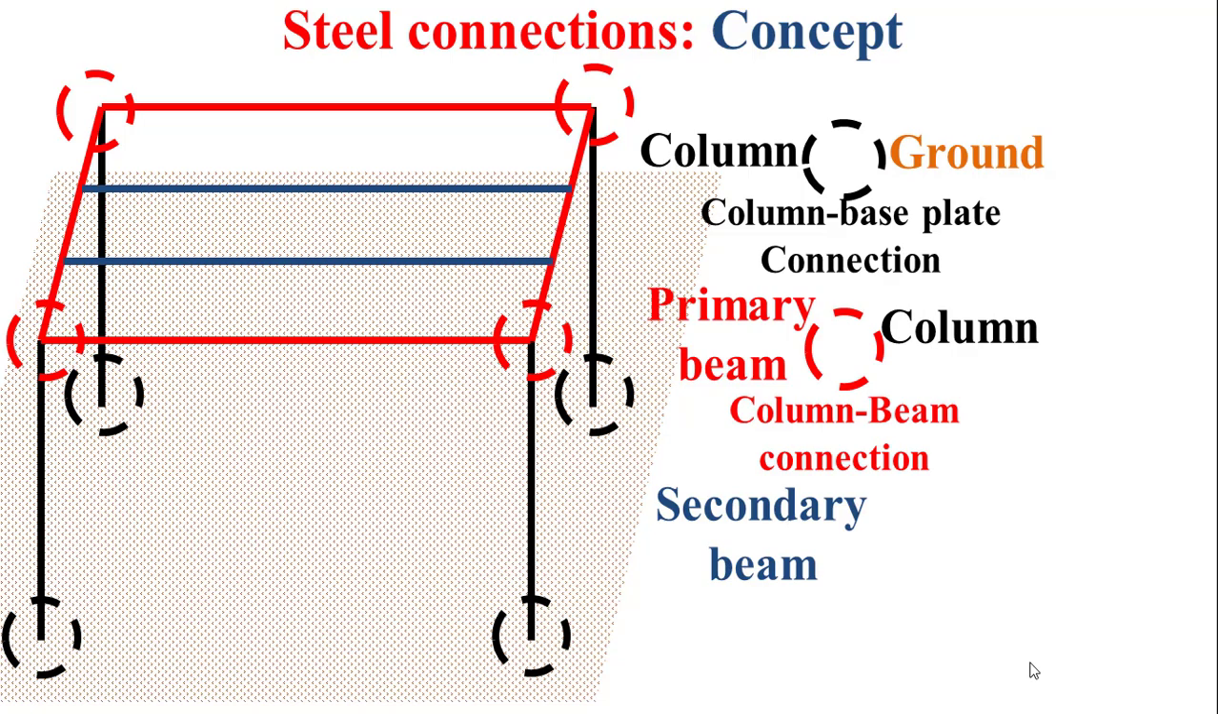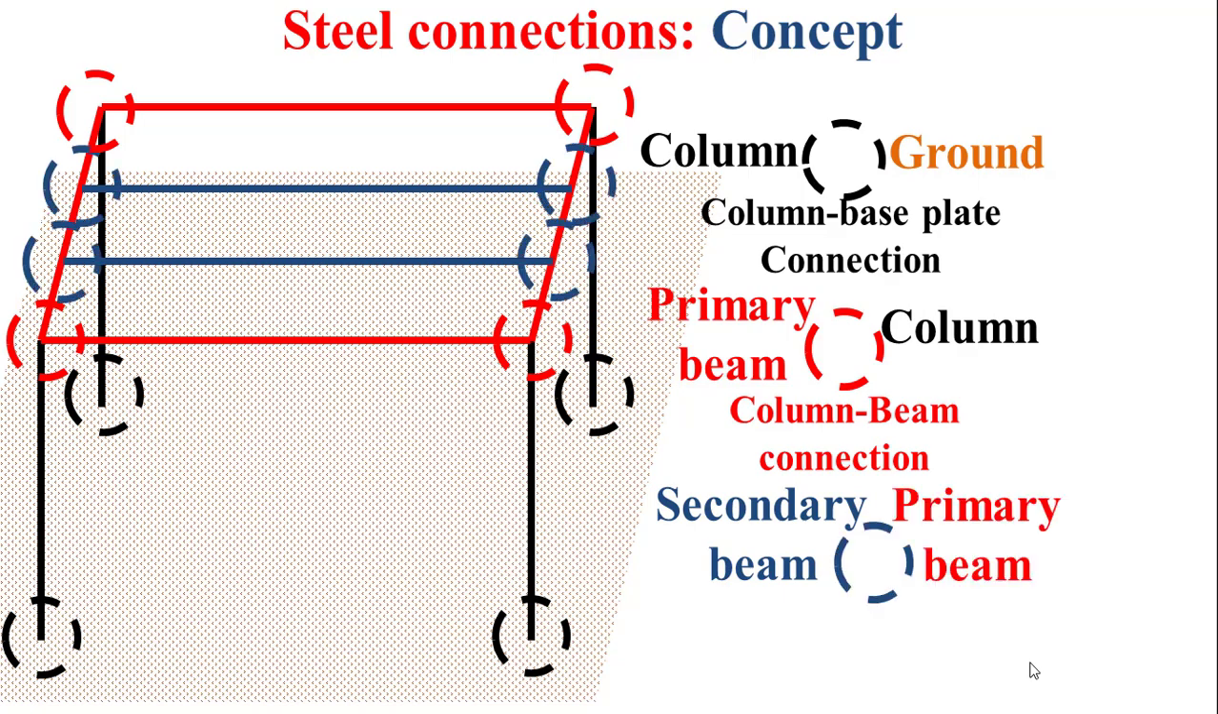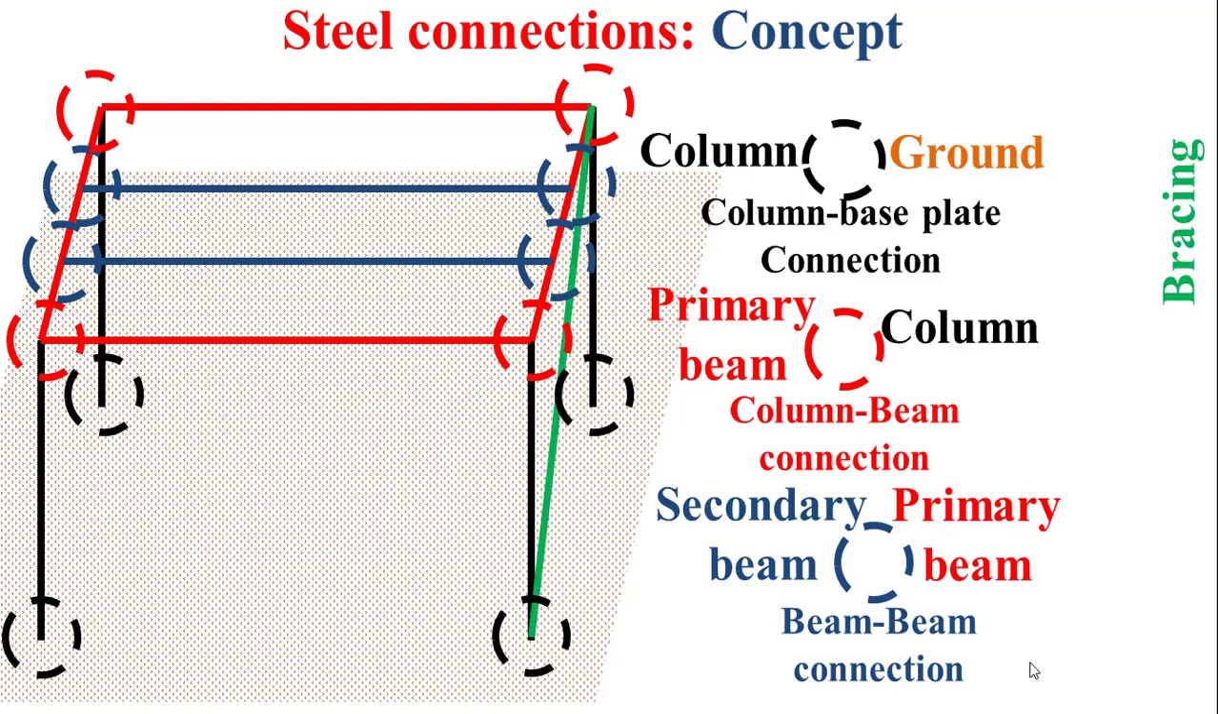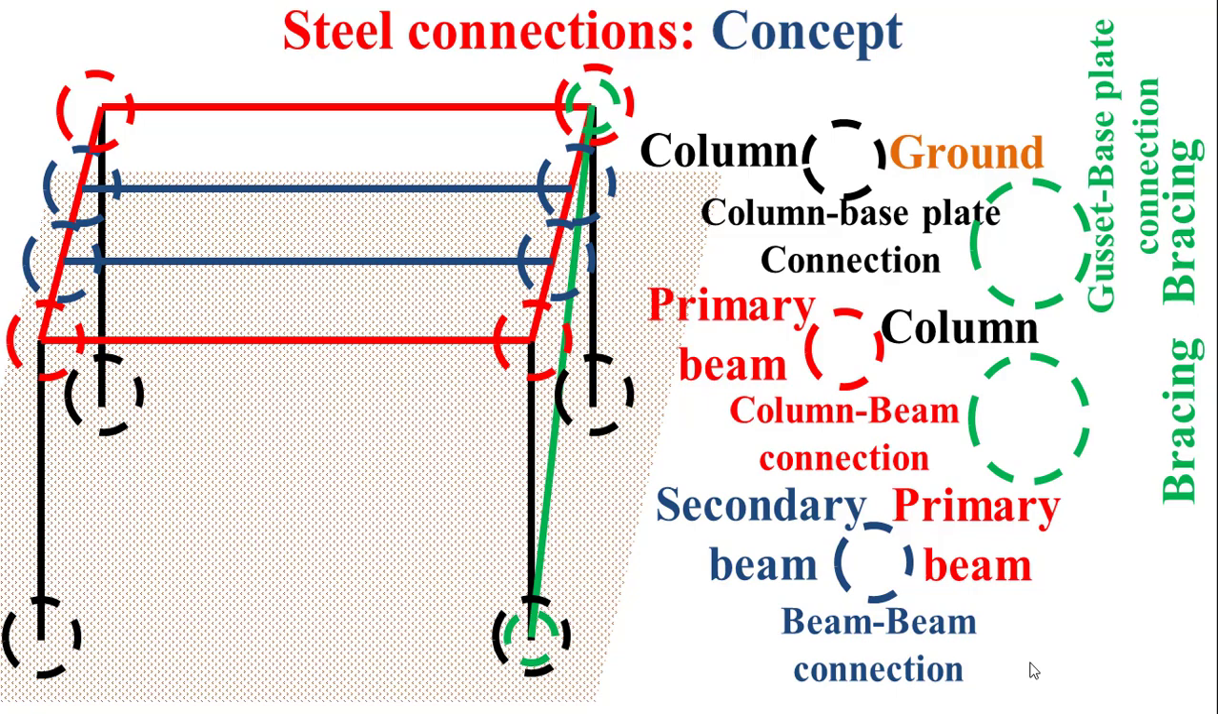If we consider also that we have secondary beams as it is depicted in blue, these secondary beams should be connected to the primary beams using beam-beam connections. We consider also that we have a bracing as it is depicted in green. This bracing can be connected to the ground and the column using a gusset base plate connections, and it can be also connected to the column and the primary beam using a column beam brace connections.